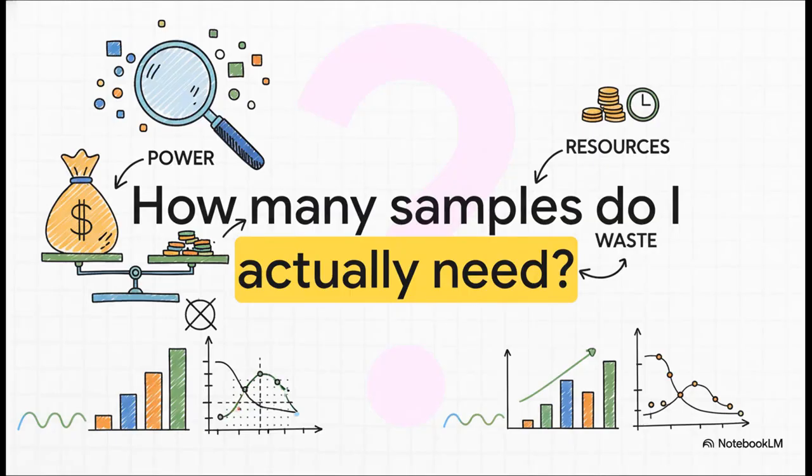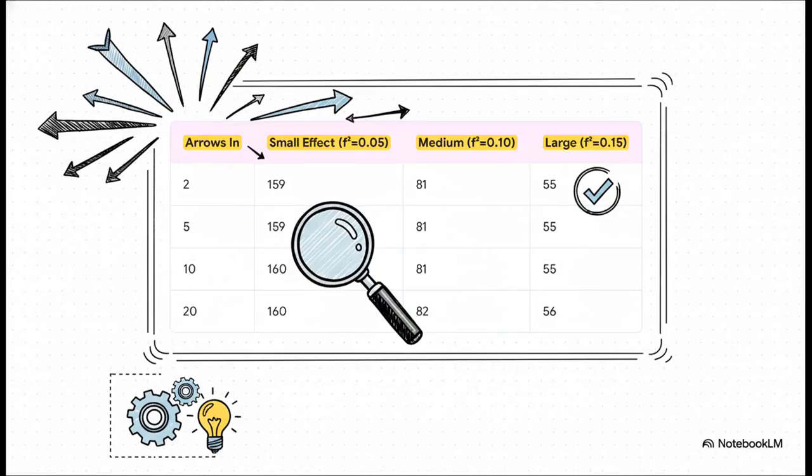This is it. This is the million-dollar question for anyone designing a study, isn't it? You need enough statistical power to actually find the effects you're looking for, but you also don't want to waste time and money collecting more data than you need. It's a real balancing act. This table gives us a really practical guide based on a power analysis. So just look at the columns for a second. If you're hunting for a small effect, you're going to need about 160 people. But if you're expecting a large effect, you might only need around 55.